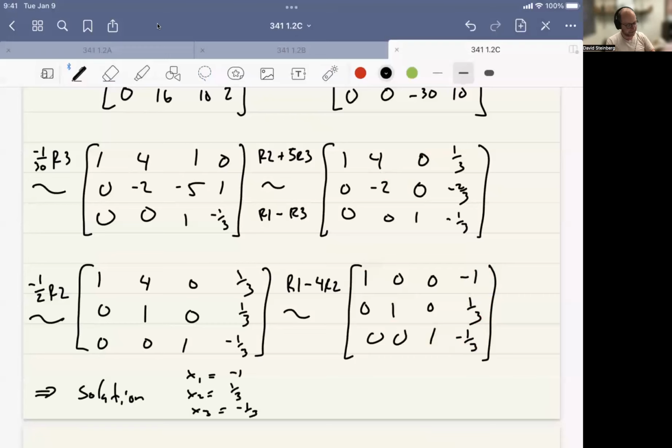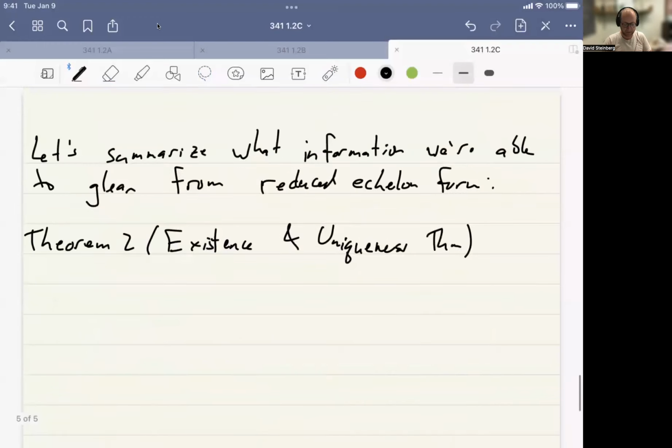Right, and so next, let's pull up the slide here. We can summarize the information that we're able to glean from reduced row echelon form.